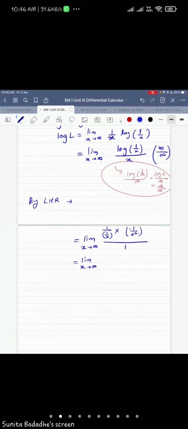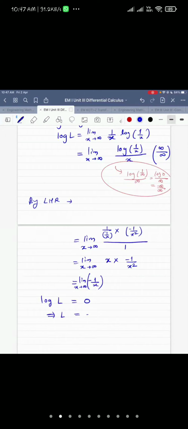1 upon x is x into minus 1 upon x square. So this is minus 1 upon x and limit extending to infinity. But when x goes to infinity, 1 by x will become 0. But this is not limit, this is log L. So what will be L? E raised to 0, that is equal to 1. So this is the final answer. Okay, so 1 by x raised to 1 by x, the answer is 1.